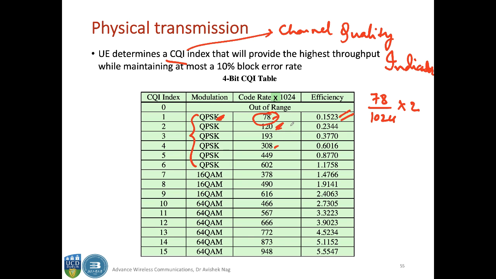Similarly, everything can be calculated based on whether you are using QPSK, 16 QAM or 64 QAM. So for example, for 64 QAM, you will have this 948, let's say, for CQI 15. You have 948 divided by 1024. And then for 64 QAM, you are using 6 bits per symbol, because 2 to the power 6 is 64. So this multiplied by 6 will give you 5.5547, which is this number in the efficiency column.